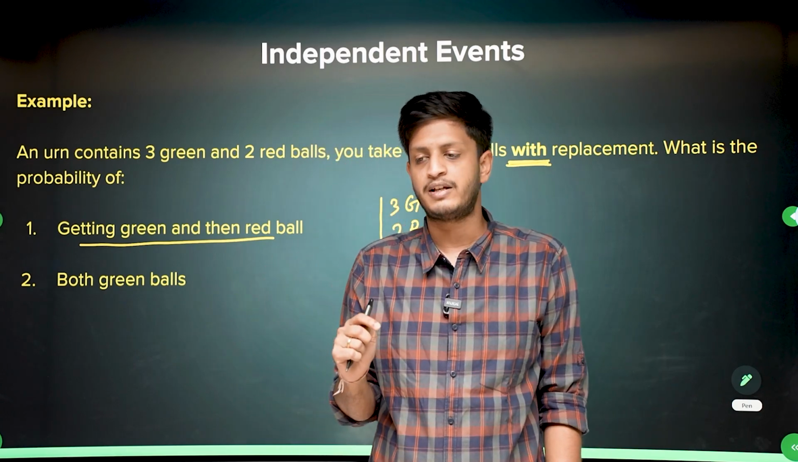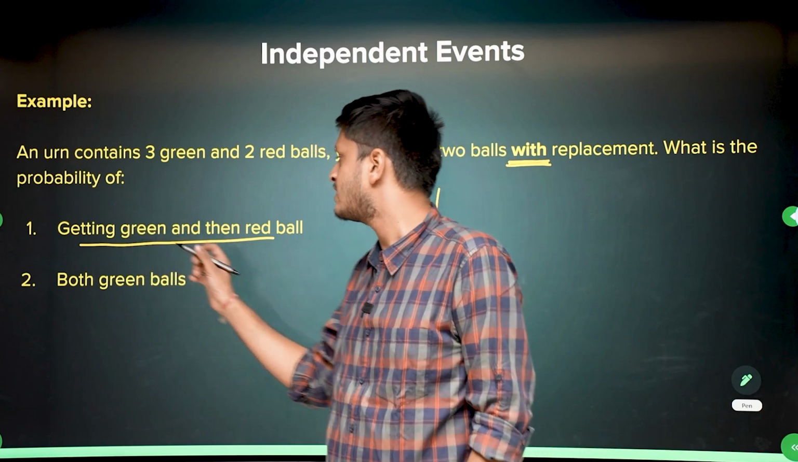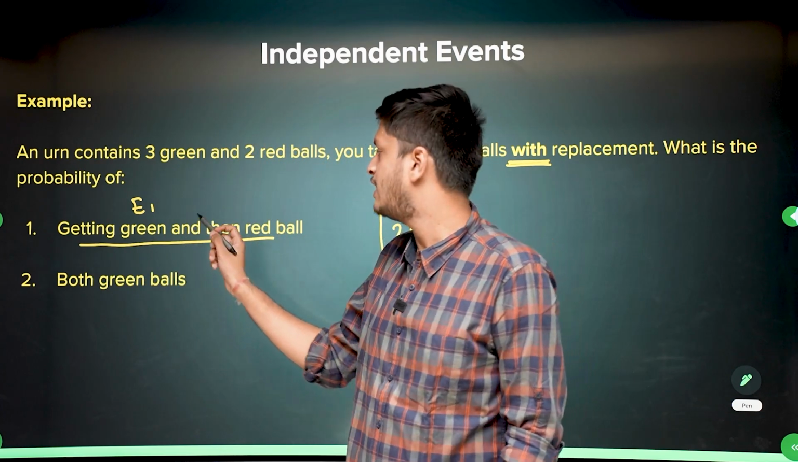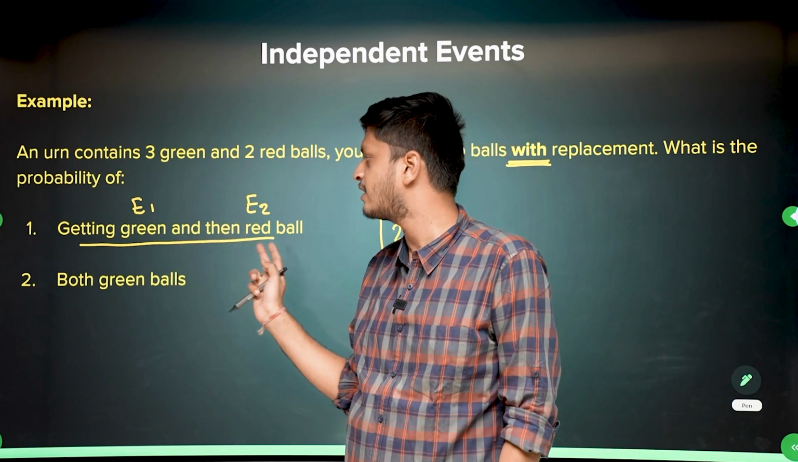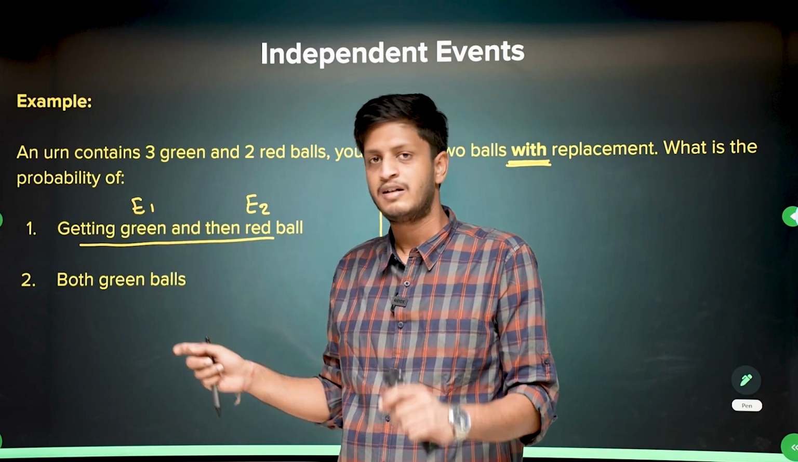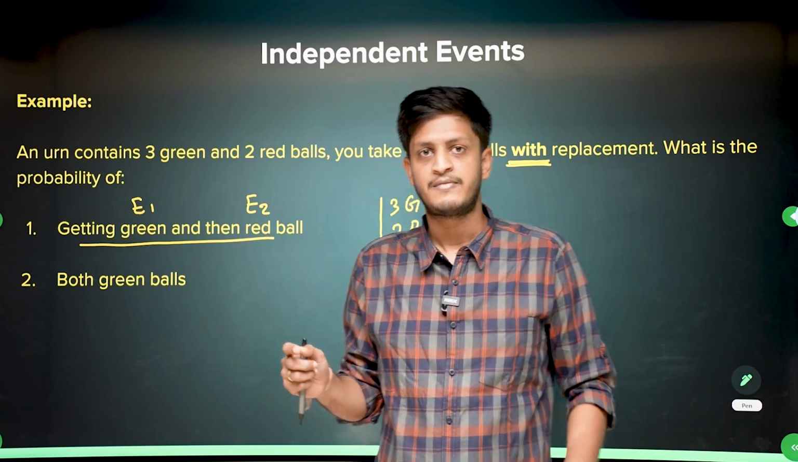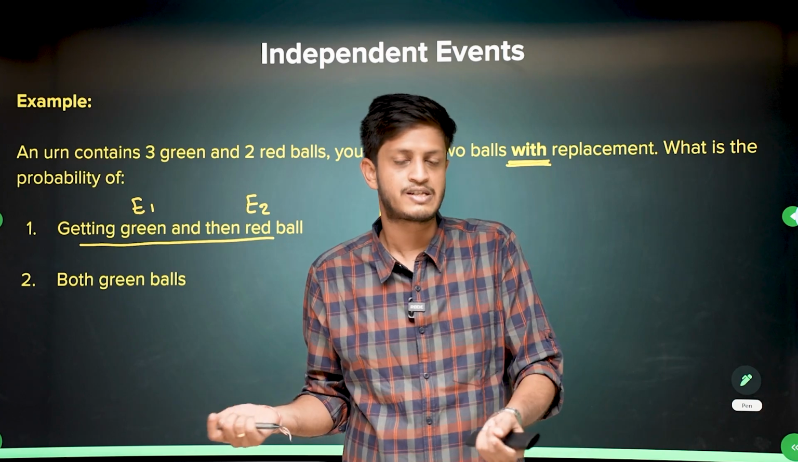You can use the formula here, but it is very obvious. Let's say event E1 is getting a green on the first ball, and event E2 is getting a red in the second trial, getting a green and then red. So event E1 is getting a green on the first trial, and E2 is getting a red on the second trial. Events E1 and E2 are independent of each other. It is very obvious, right?